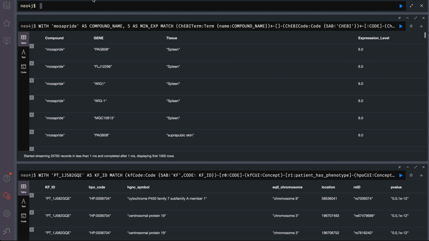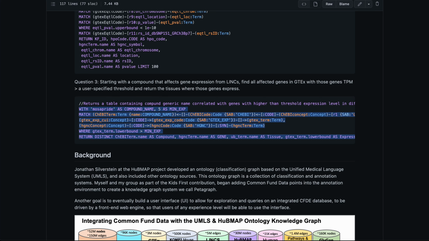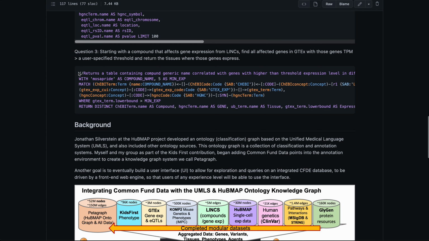So extended research queries could be done, linking that back to, for example, Kids First phenotypes, by linking those genes back to phenotypes, for example, if you were interested in reproductive toxicity. You can also do additional analyses using HuBMAP and try to find particular cell types that express that gene and could be affected by mosapride. So that is essentially our quick and dirty presentation for you.